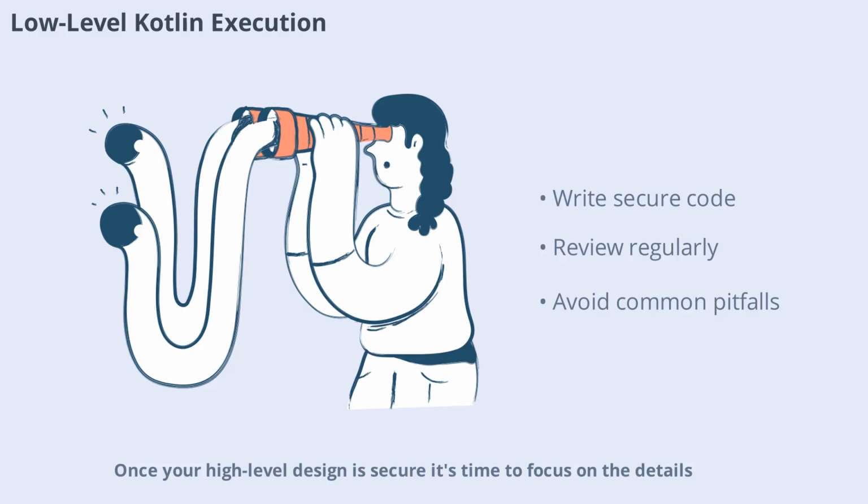Once your high-level design is secure, it's time to focus on the details. Writing secure Kotlin code means being aware of common pitfalls, such as improper data handling or insecure API usage. By following best practices and regularly reviewing your code, you can catch issues early and prevent vulnerabilities from slipping through. In this scene, we'll discuss key considerations for secure Kotlin development.